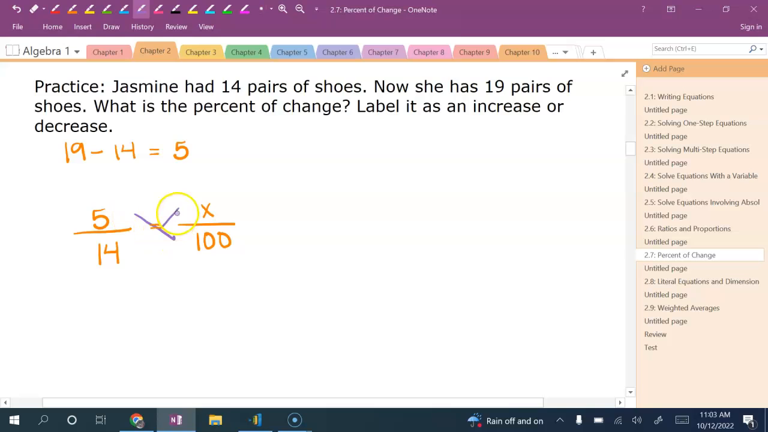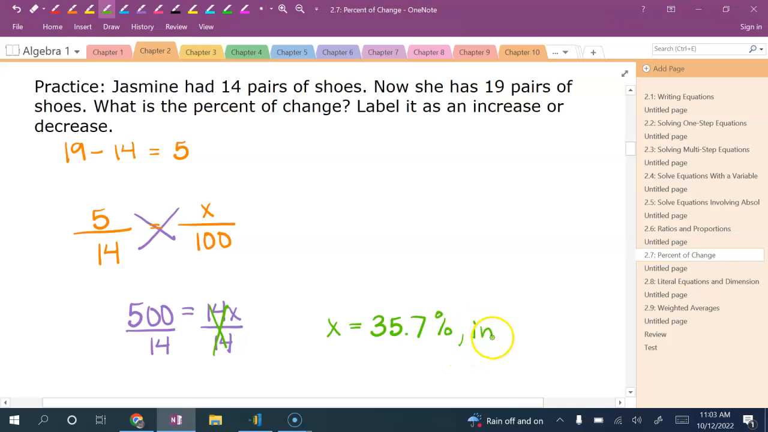Then we're going to cross multiply. We get 500 equals 14x. Then we divide both sides by 14. And if we round, we get 35.7, and that would be percent, and that would be an increase since it was positive.